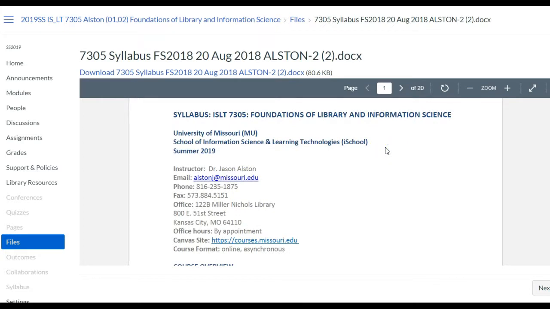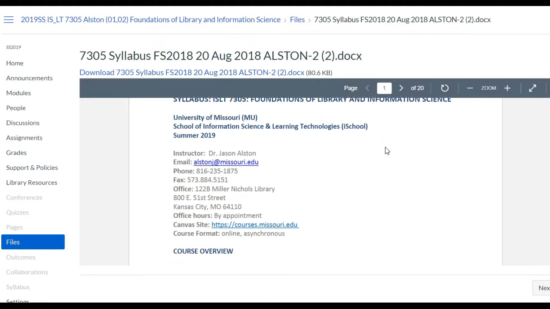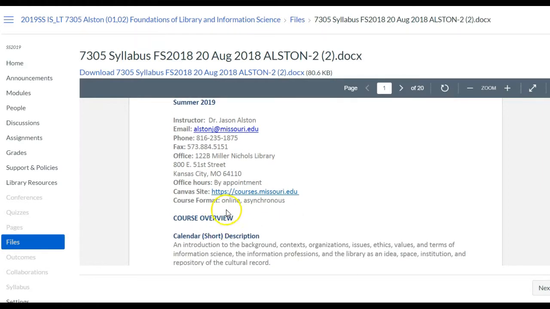Again, I am Dr. Jason Austin. Dr. Jace is the nickname that I go by. You can find my contact information here. The easiest thing is to contact me through email, austinj@missouri.edu. However, my phone number is listed here, 816-235-1875. And my office is in Miller Nichols Library on the campus of UMKC, okay? I will probably not have regular office hours during the summer. I will have those in the spring and fall, but during the summer, probably by appointment.